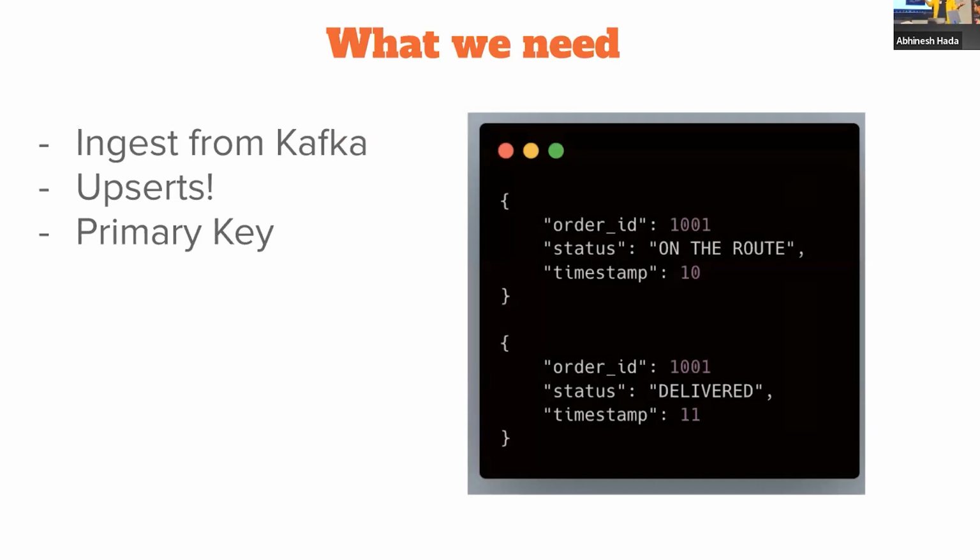That's how life works. And what we need to do is perform upserts on these events because we only care about the latest state of an order. We don't care about what happened historically, at least for our use case of order metrics. So we need these upserts. And to support these upserts, we need some semblance of a primary key. For example, over here, we would need our order ID to be the primary key because that's how upserts would work for us.